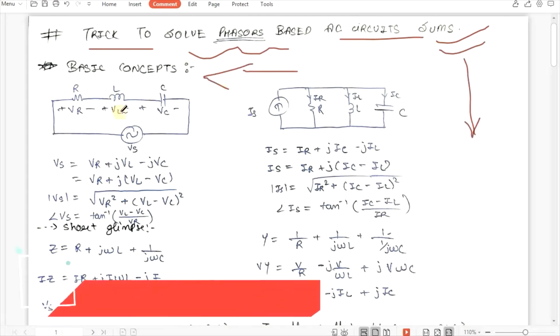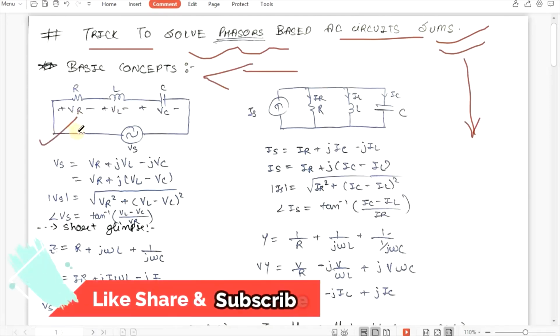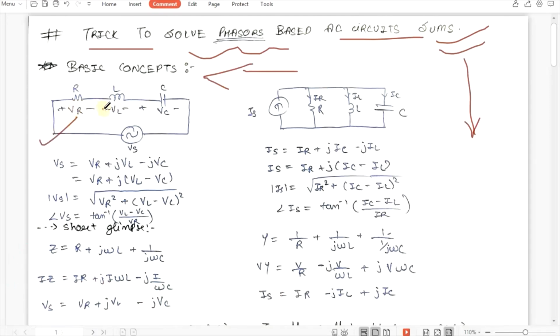Let's start with the series RLC circuit where you will find R, L, C all connected in series. This is the voltage source which we have applied across this RLC. The voltage source across this RLC combination will be VR plus jVL minus jVC. Now you may be wondering how this equation comes.